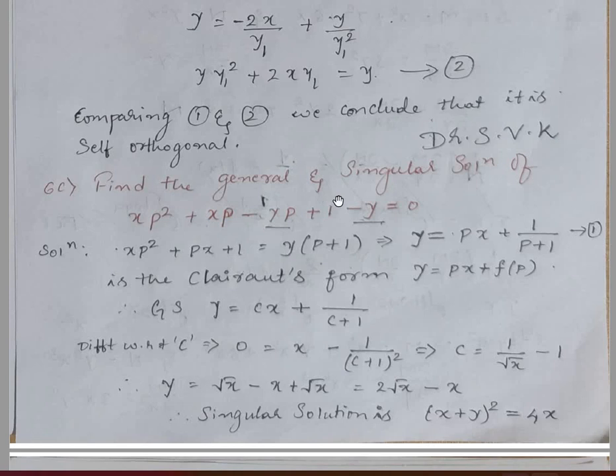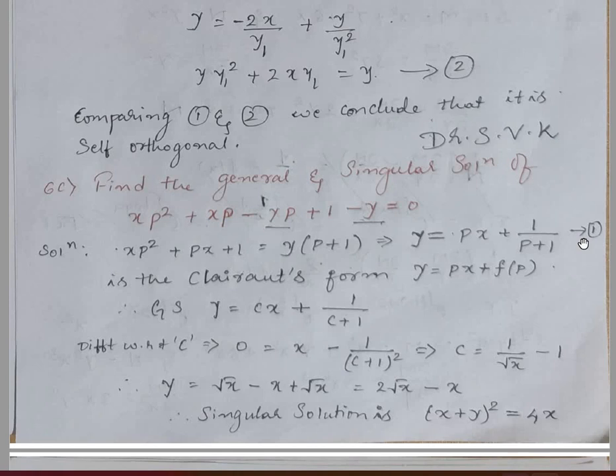Moving on to question number 6c. Find the general solution and a singular solution of the given problem. So now I will take the terms of y to the right hand side, and I will rewrite this expression as xp square plus px plus 1, which is equal to y times of p plus 1. Then I will define y. What is y? Y is nothing but px plus 1 over p plus 1. Now I will name that as equation 1.